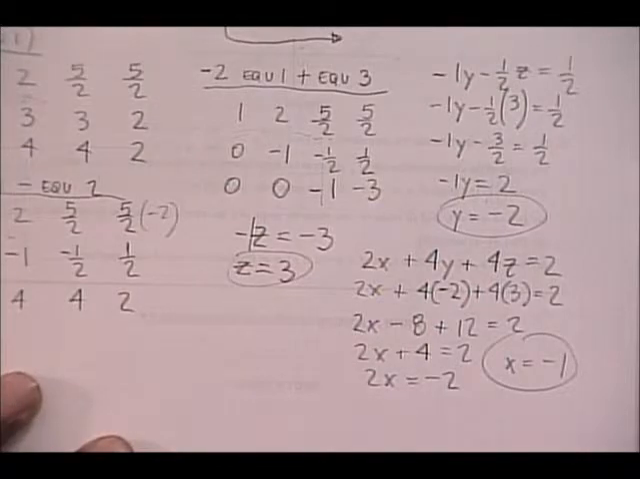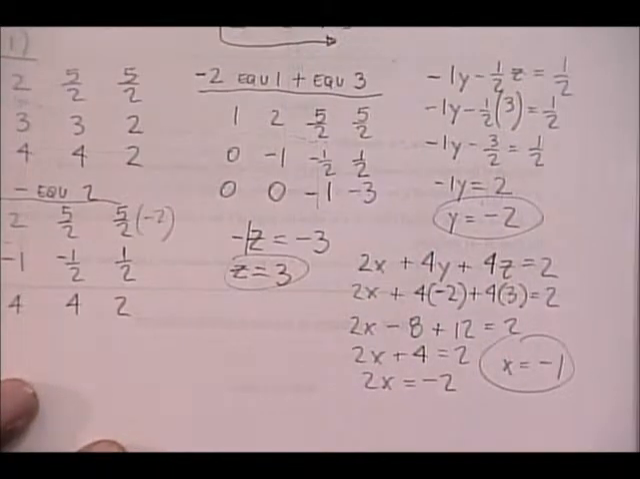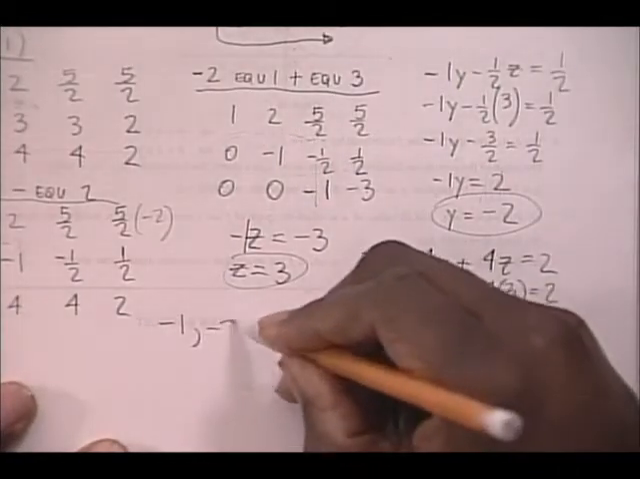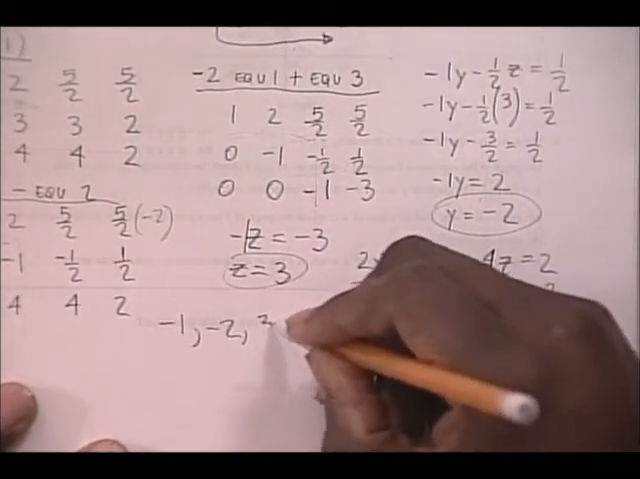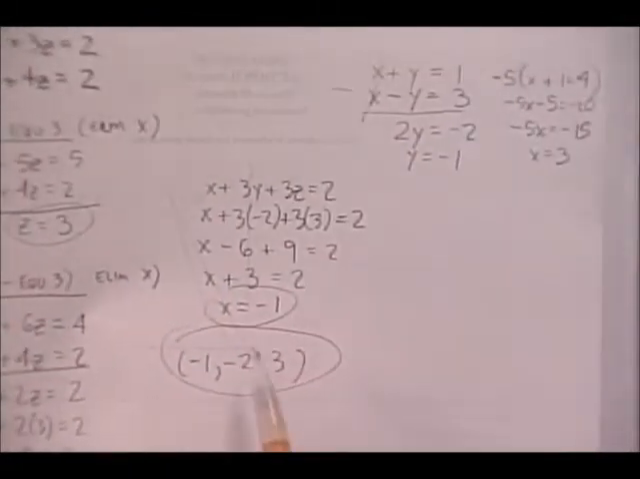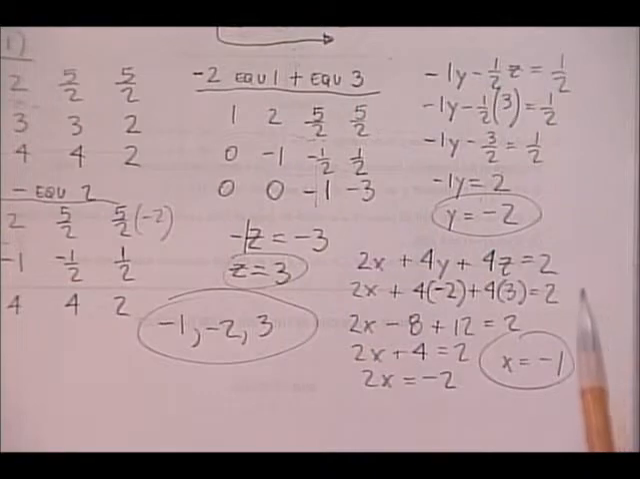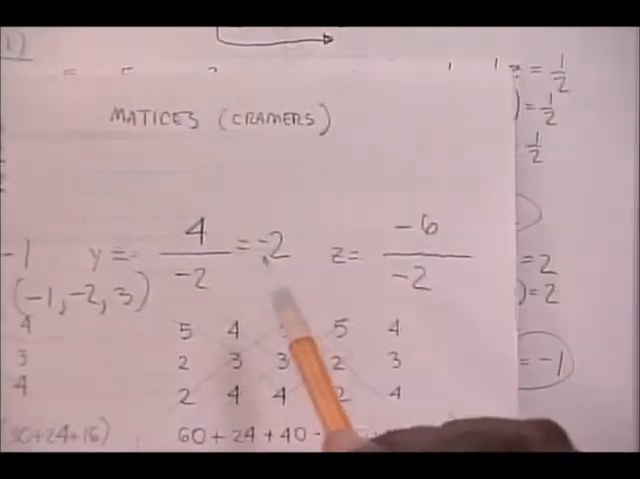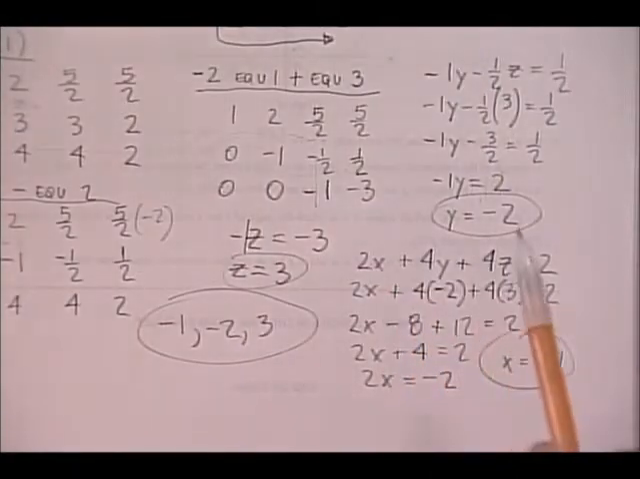So, again, we get negative 1, negative 2, 3. And that is the same answer we got previously. Negative 1, negative 2, 3.